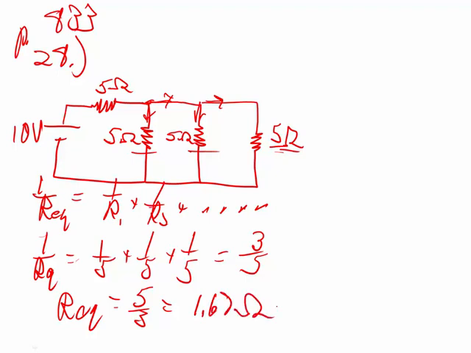Now let's redraw the circuit. Let's condense it down. And so we've got 10 volts right here. And so we come up and we've got 5 ohms now. And now we've got this one that's a combination of those three in parallel. That is 1.67.